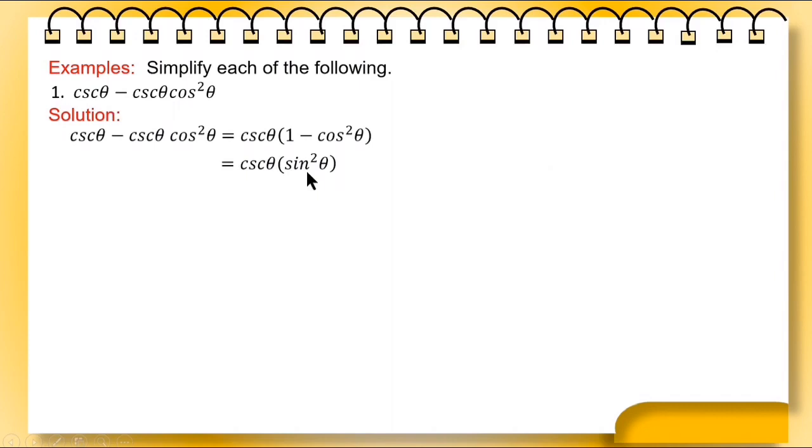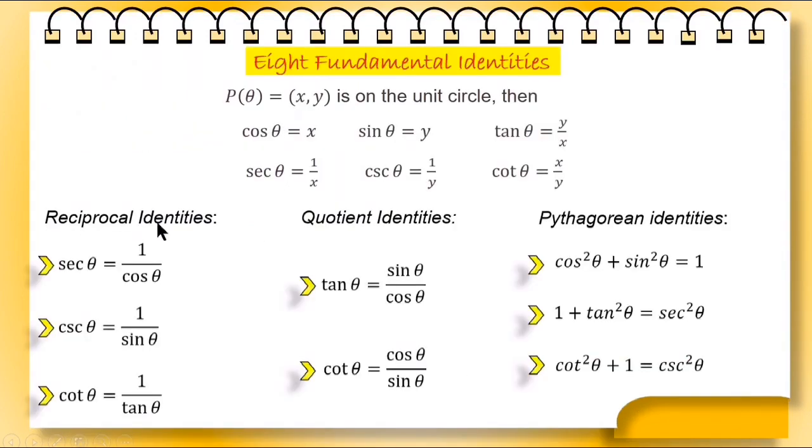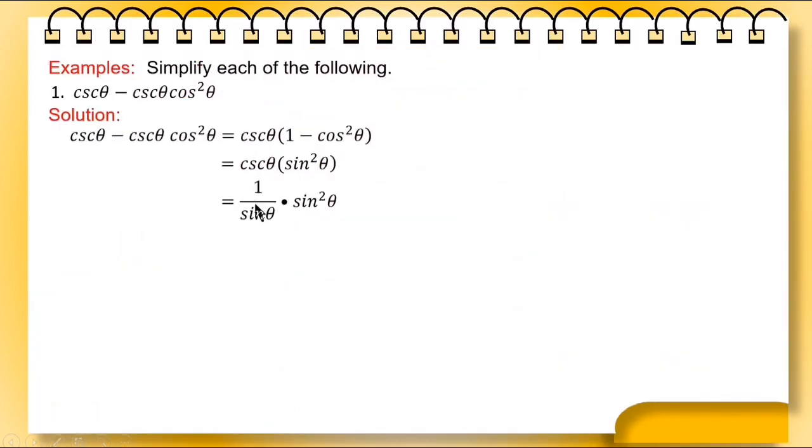Moreover, we can also rewrite cosecant theta as 1 over sine theta. By reciprocal identities, cosecant theta is equal to 1 over sine theta. Then, we cancel out sine. Here, we have 2 sine theta. We cross out 1 sine theta, so we still have 1 sine theta. And 1 times sine theta is equal to sine theta.